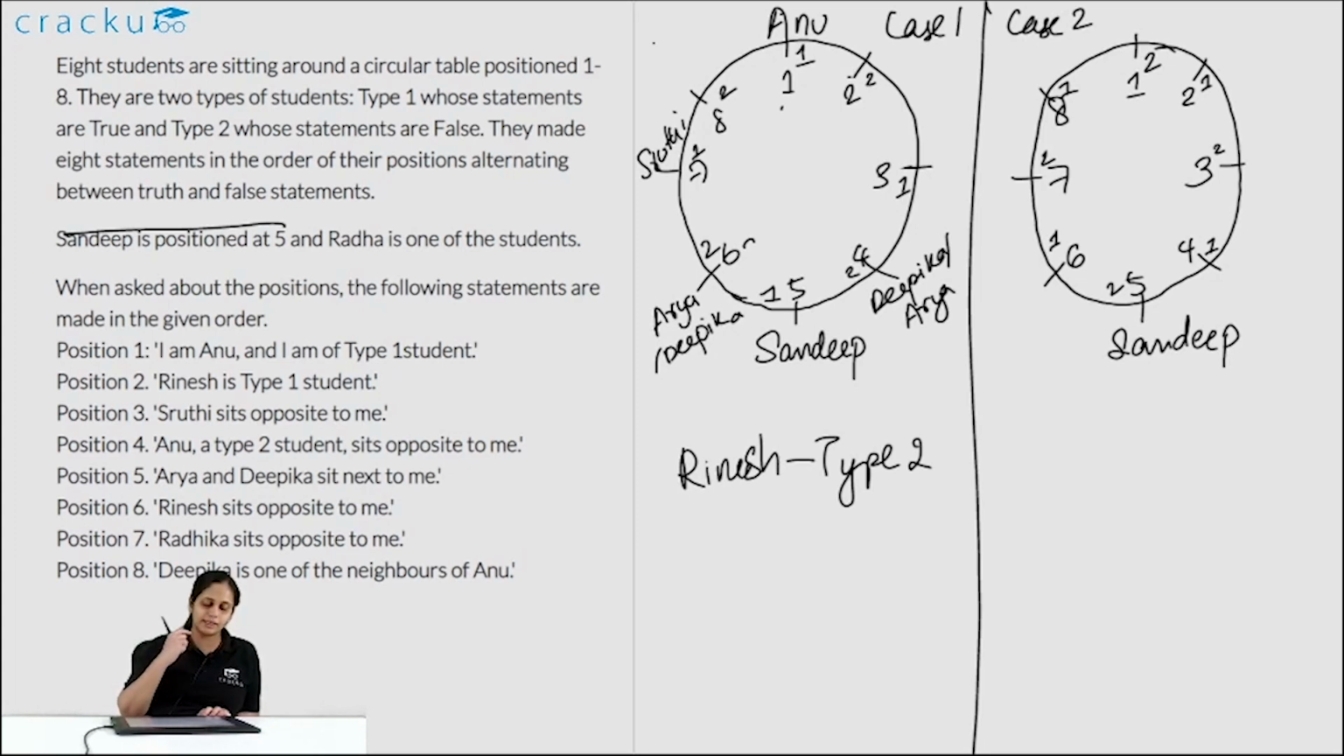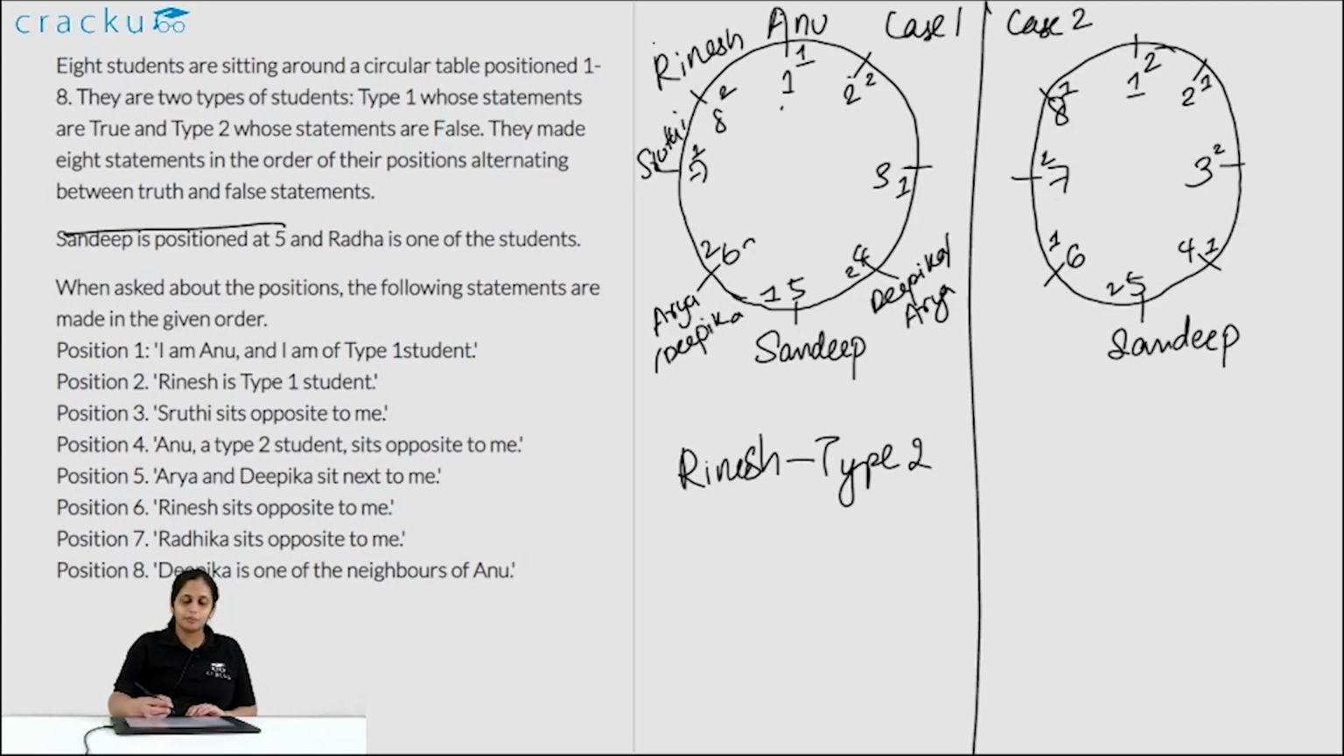Sixth position says Rinesh sits opposite to me. Now since she is lying, that means that Rinesh cannot sit over here. But we know that Rinesh is a type 2 student, so he has to sit in a position which is for a type 2 student. So the only two places left for a type 2 student are 8 and 2, because these two are taken by Deepika and Arya. So if he is not seated at 2, that means that he is seated over here. So Rinesh sits over here.